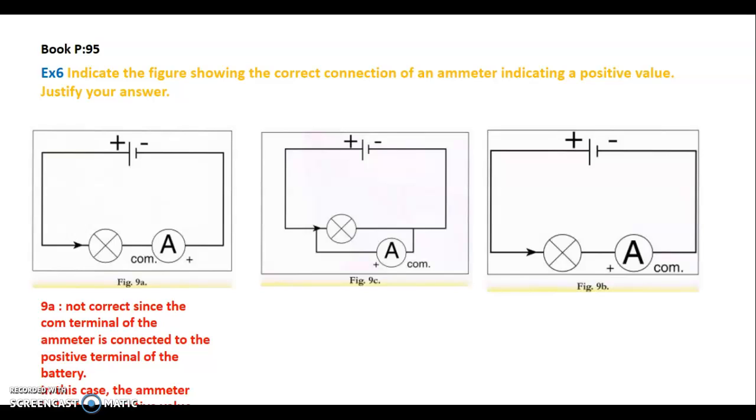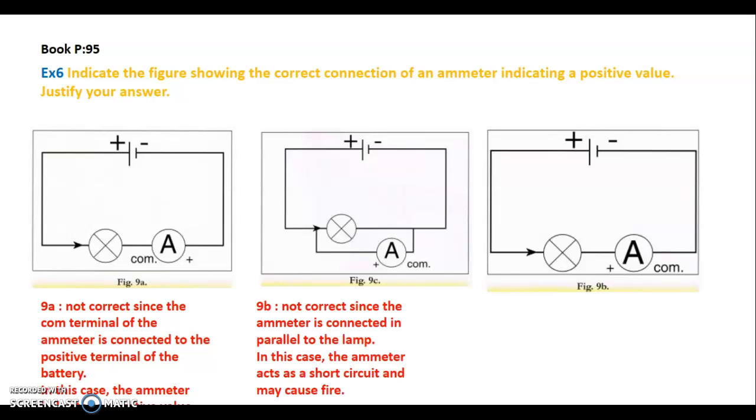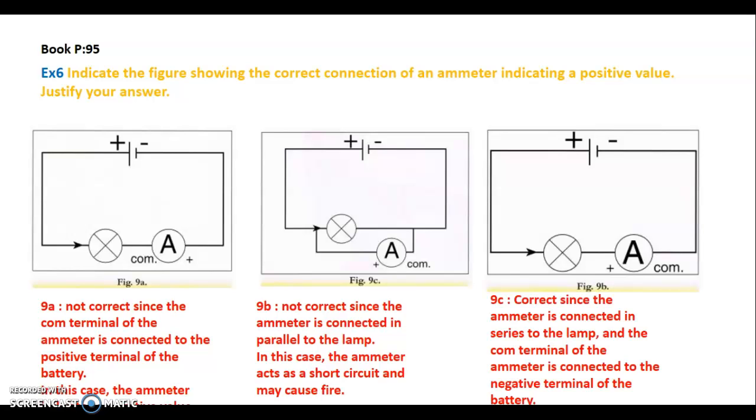So let's read now the discussion for each one. 9A, not correct since the COM terminal of the ammeter is connected to the positive terminal of the battery, and in this case the ammeter indicates a negative value. 9B is not correct since the ammeter is connected in parallel to the lamp, and in this case the ammeter acts as a short circuit and may cause fire. 9C is the correct one since the ammeter is connected in series to the lamp and the COM terminal of the ammeter is connected to the negative terminal of the battery. So in this case, we're going to obtain a positive reading.